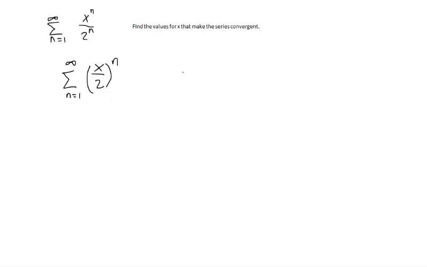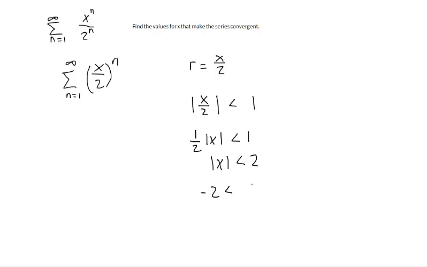In order for this to be convergent, we need the absolute value of r to be less than 1. Our r value here is equal to x over 2. So we need the absolute value of x over 2 to be less than 1. Here we can pull the 1/2 out of the absolute value because it's positive. So we can say 1/2 times the absolute value of x is less than 1. Now multiply both sides by 2, so the absolute value of x is less than 2. So our x value can be -2 < x < 2, in between -2 and 2, but not including either number.